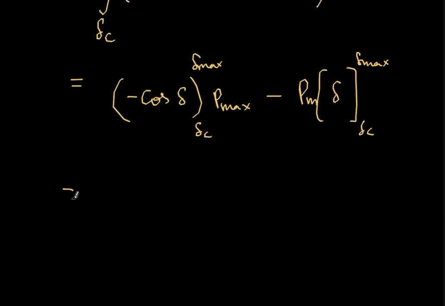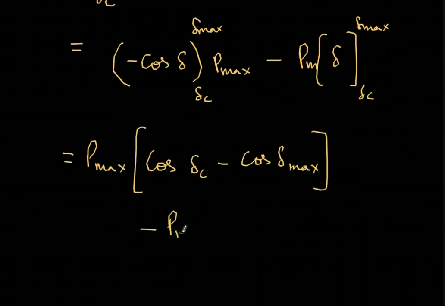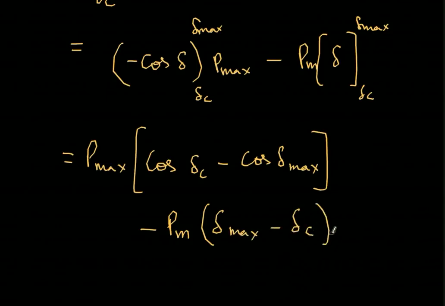Now if I substitute it once again, P max multiplied by the higher limit minus the smaller limit, but since the minus sign is there, it will be cos delta C minus cos delta max. I think this is just a basic substitution. So minus PM into delta max minus delta C. So this whole thing is area 2.